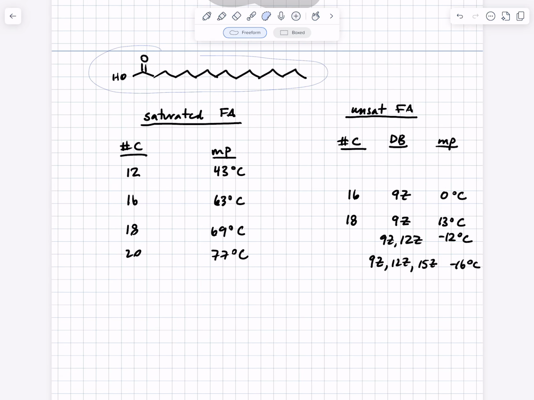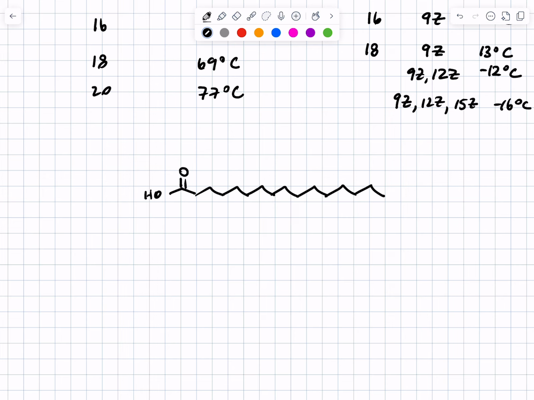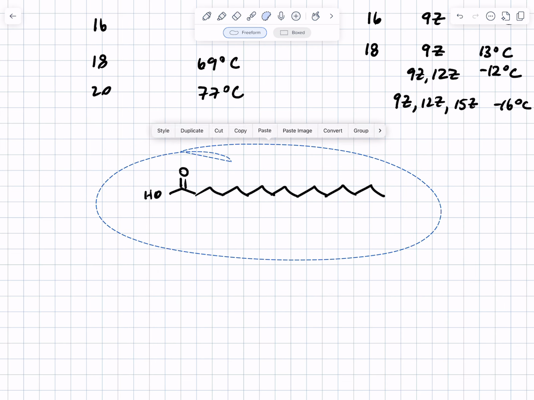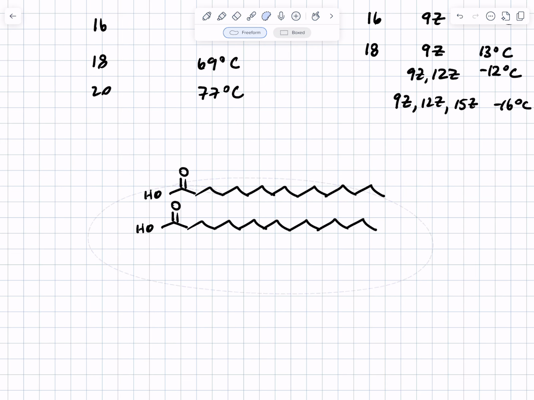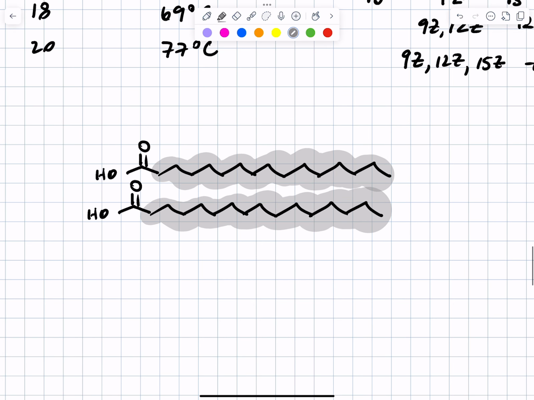And what applies to the fatty acids also, you will see, applies to the triglycerides. So here is that 16 carbon fatty acid with no double bonds. And I want you to notice something you need to know about molecules without double bonds. This takes us into some of the stuff that we talk about in chapter 4.